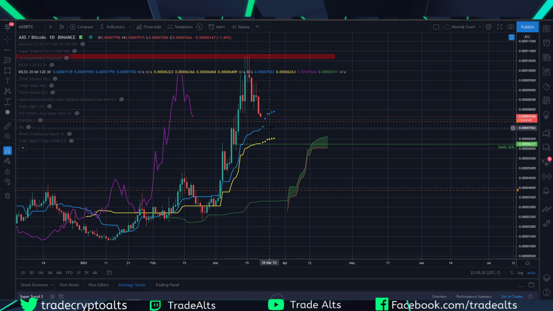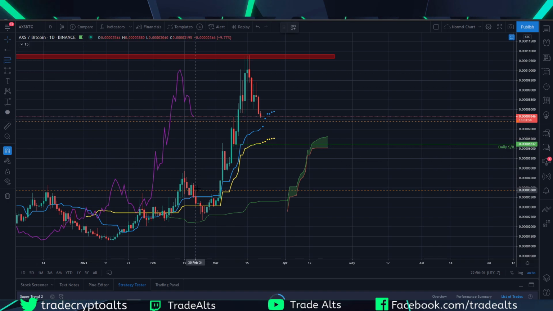But as far as your next supports go, I would look at these two specific levels. You have your daily Tenkan here, which is sitting a little bit over 7,100 sats. Then you have your yellow Kijun here sitting at 6,263 sats, basically sitting right above this daily level. If AXS does come down to test your yellow Kijun here, I would like that quite a bit for a bounce. Could be a nice trade, not financial advice, obviously, but I would think it bounces at that point.